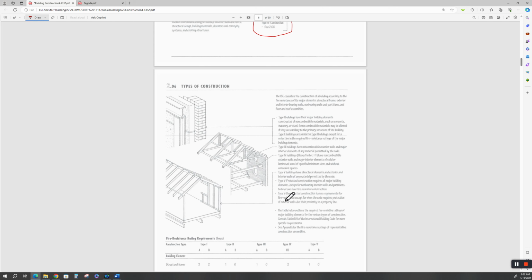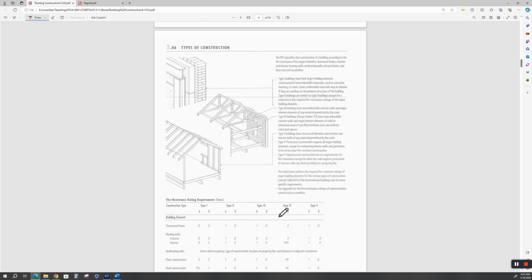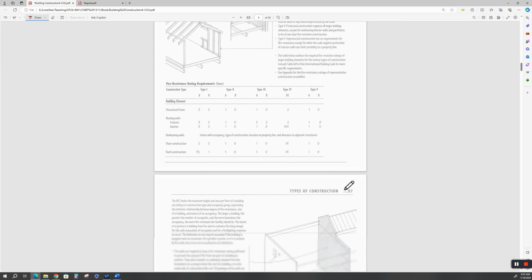Type 5 buildings, and then type 5 is divided into several sections, and we're going to look at a table below. Okay. All right. Type 1, type 2, type 3, type 4, and type 5. And then they have subtypes in the structural frame, bearing walls, non-bearing walls. You've got people in the construction and design industry that spend their entire life just dealing with codes. They become experts in codes.